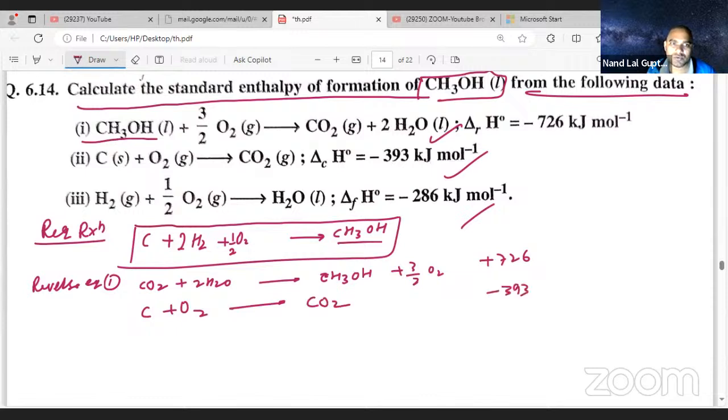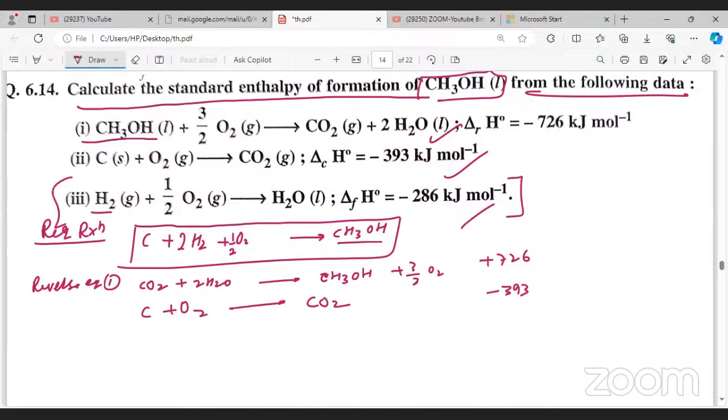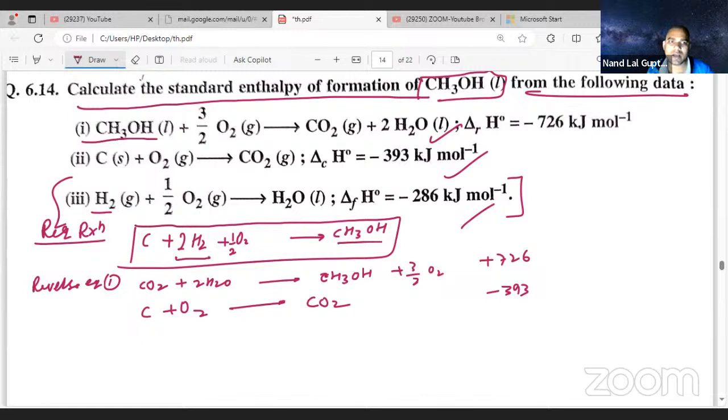Third, H2 is required on the reactant side. But here you see in the required reaction, 2 mole H2 is required. How many given? 1. So we need to multiply with 2. So it will be 2H2 plus O2 gives 2H2O. This value is also going to be multiplied by 2: 2 sixes are 12, 2 eights are 16, 17, 2 twos are 4, 5. This is negative 572.